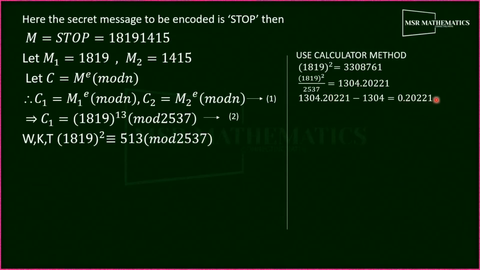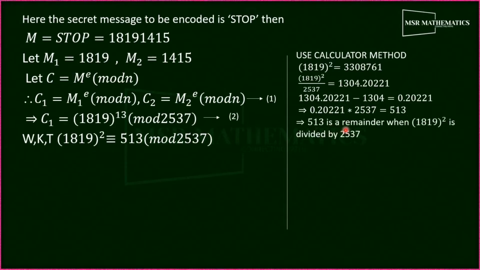Next step, we have to multiply this value by n. Here 0.20221 into 2537, we get 513. Therefore, we can conclude that 513 is the remainder when 1819 square is divided by 2537. So this is a very easy method to find the remainder with the help of the calculator method.